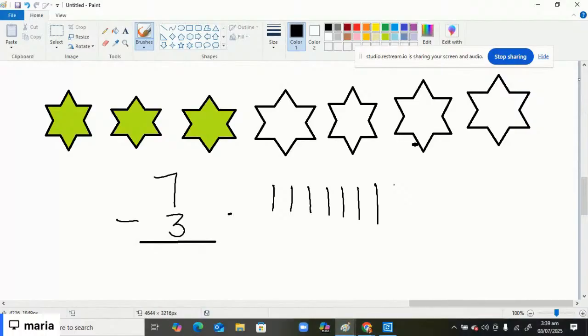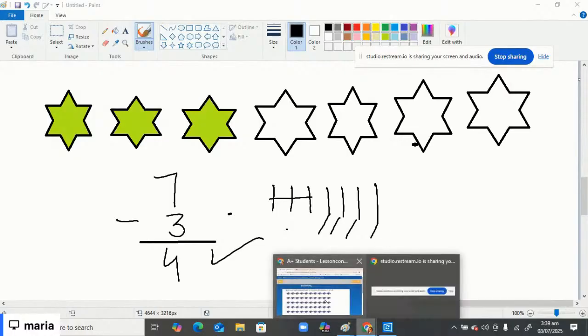Now you guys tell me how many lines you removed. 1, 2, and 3. How many lines are left? Everyone count it and then tell me. So it's 1, 2, 3, and 4. And that is your answer. Hope you guys understand this lesson as well.